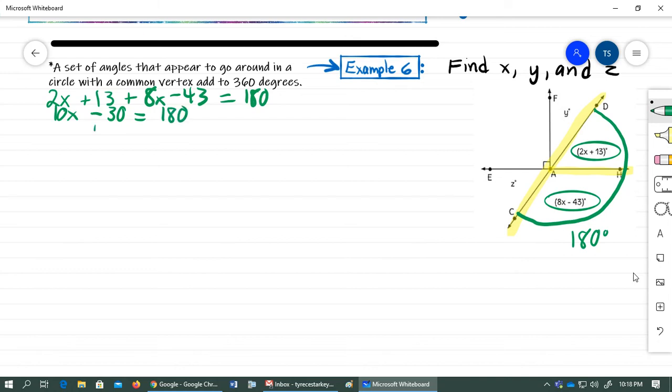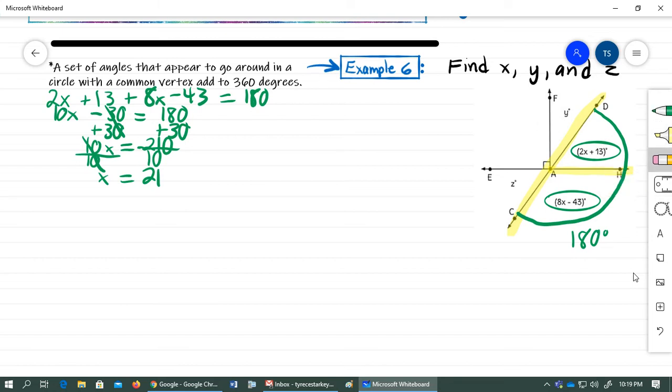Let's get our constant terms together on one side of the equation. Let's add 30 to both sides. When we do that, we're left with 10x on the left side of the equation. On the right side, we've got 210 left. The last step that we need to do is divide by 10 on both sides. It's not going to look any neater, that's okay. For right now, it's going to have to be. So when we divide by 10, we get that x equals 21. Cool beans. So that's one of the things that we needed to find. x equals 21. Great. We know that.